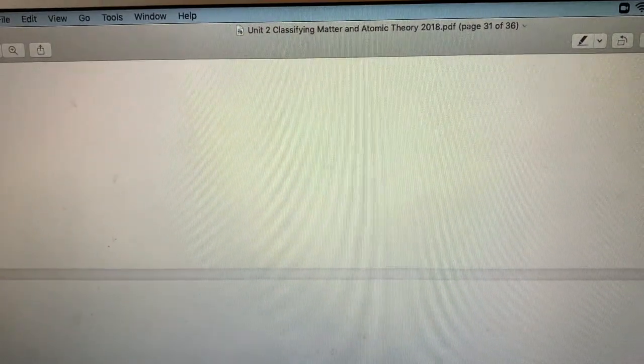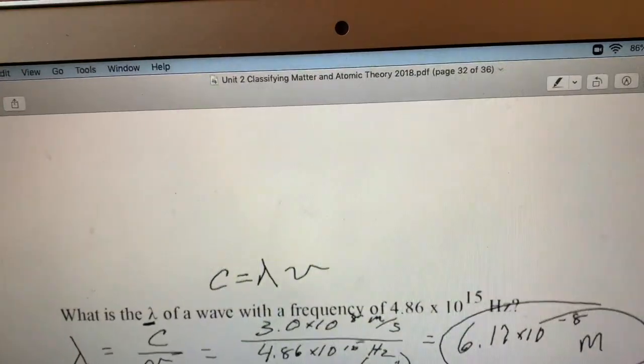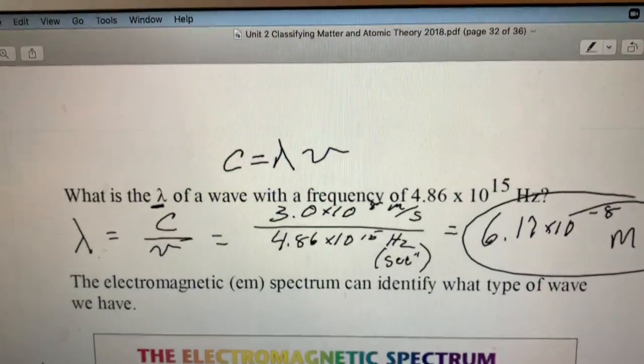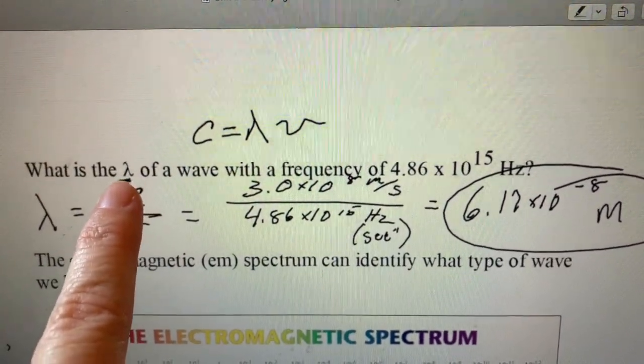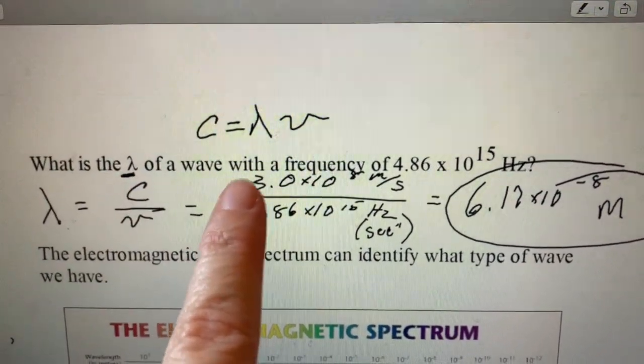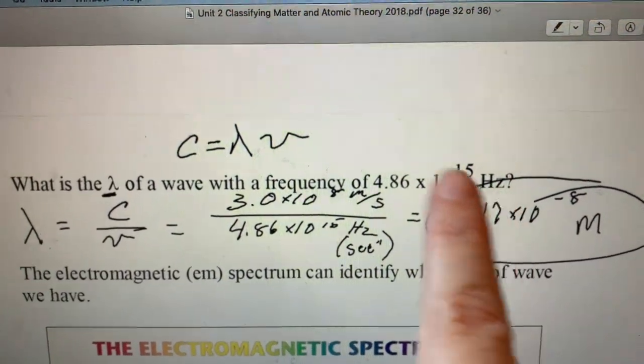Okay, so let's see this equation in action. I'm going to show you our first one, and then you can do the others on your own. Remember, lambda is wavelength. What is the wavelength of a wave with a frequency of 4.86 times 10 to the 15th hertz?